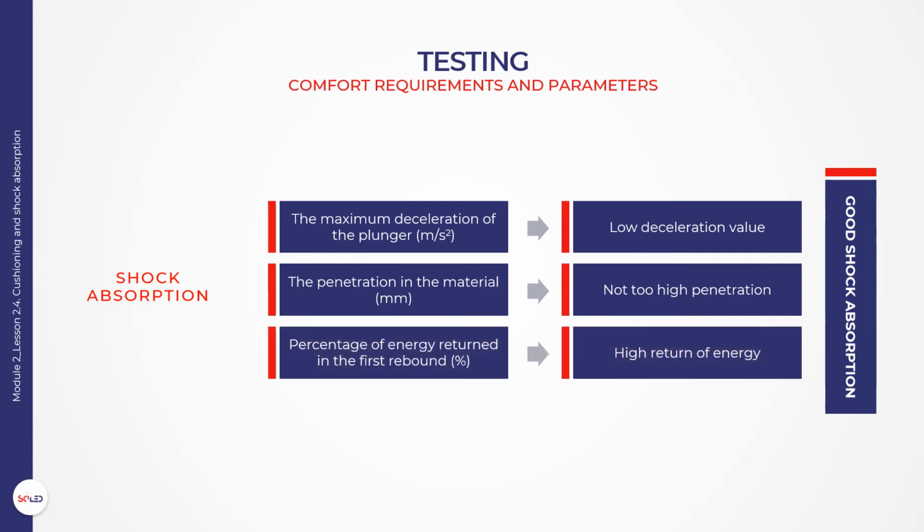The percentage of energy returned in the first rebound is the proportion of energy that returns after impact, calculated from the height of the rebound of the mass. Materials with great elasticity provide a good return of energy, while in dead or non-elastic materials there is simply a small jump. In footwear, it is advisable to obtain a high return of energy.